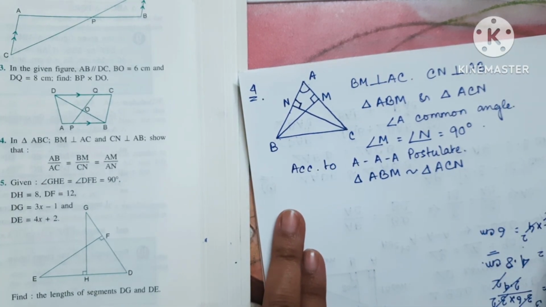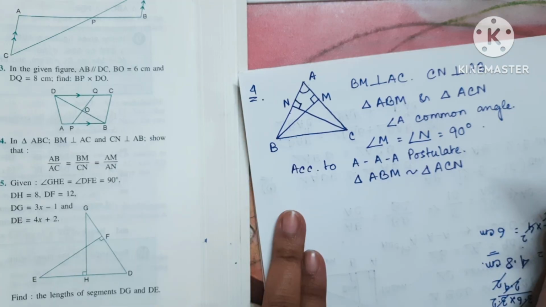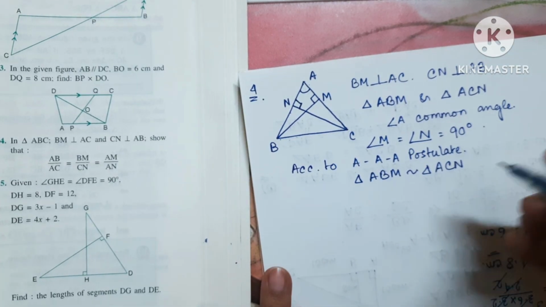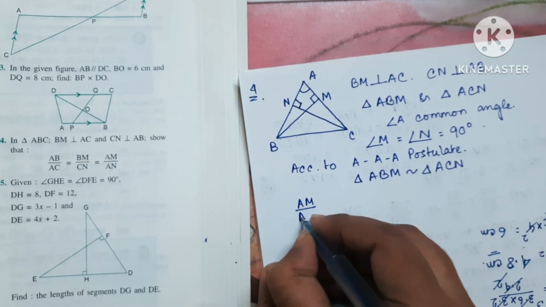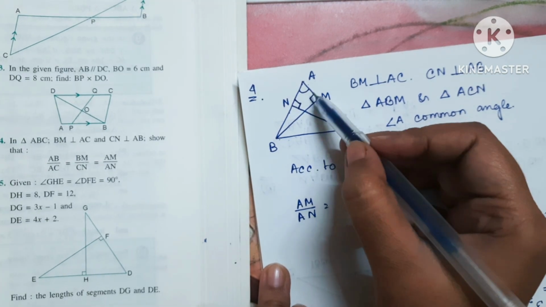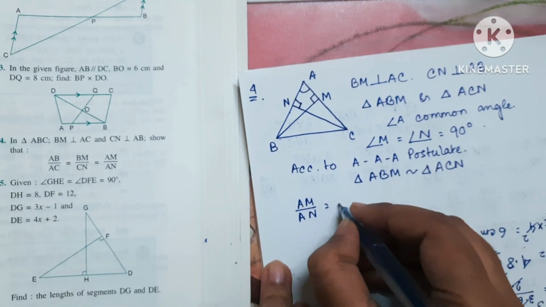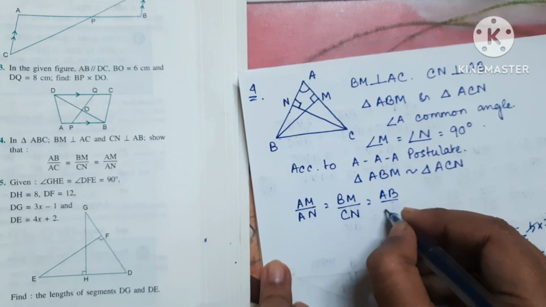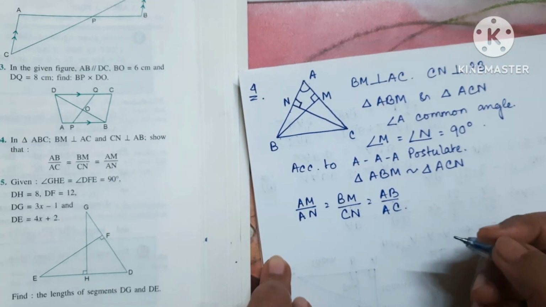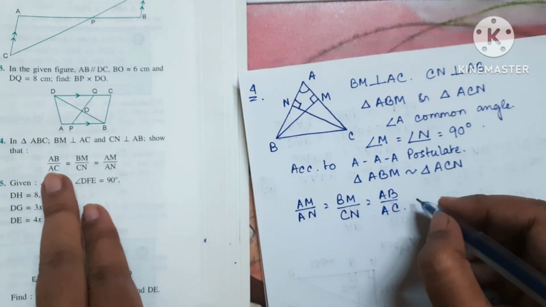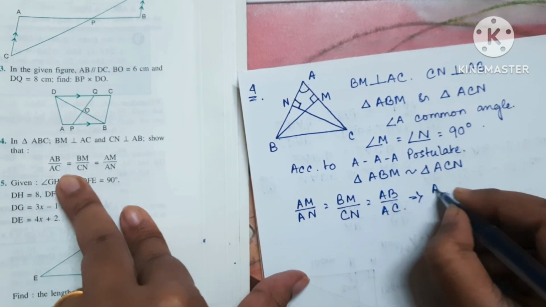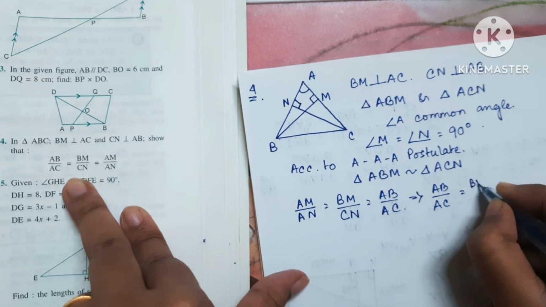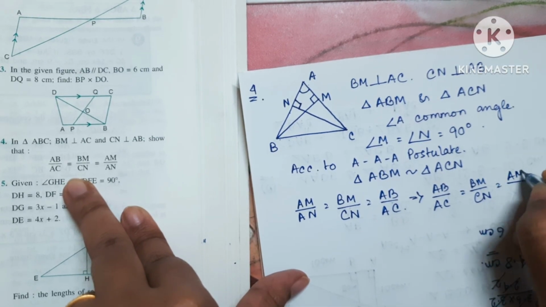Now from here, corresponding sides are proportional since they are similar. So you can write AM by AN is equal to BM by CN is equal to AB by AC. That means AB by AC is equal to BM by CN is equal to AM by AN.